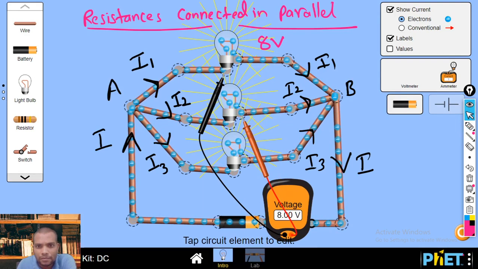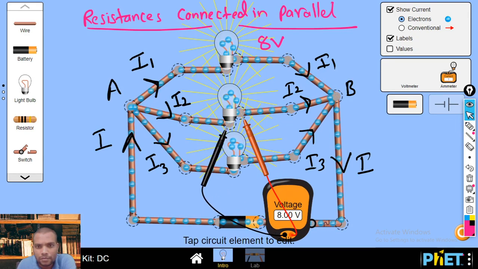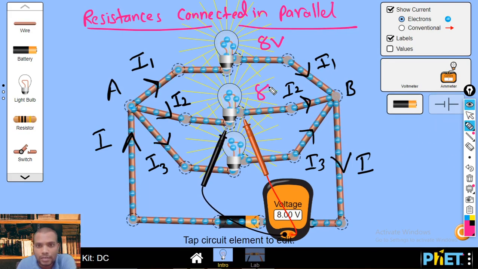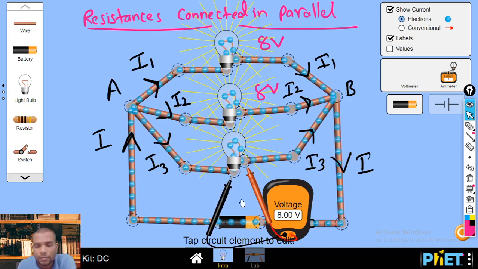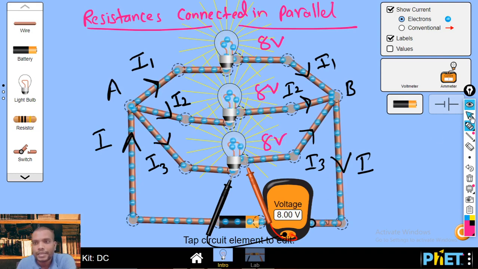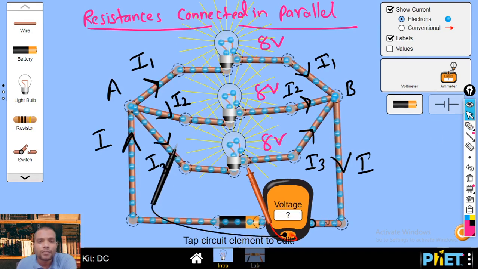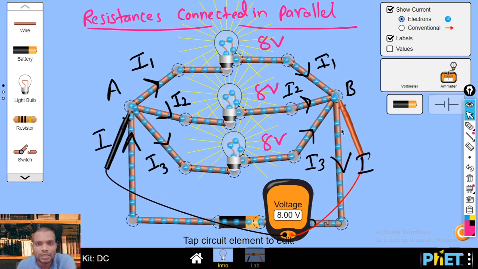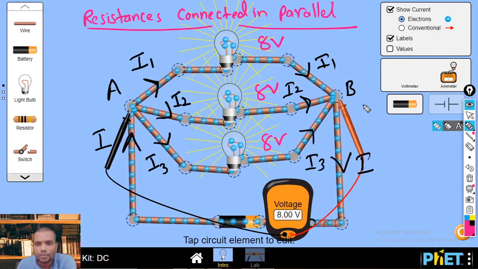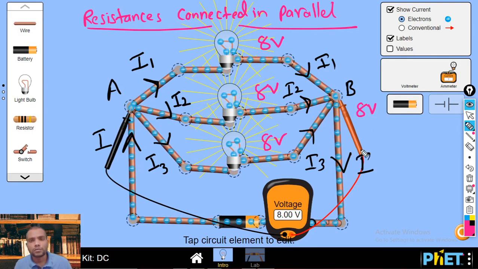The second bulb also shows the same, 8 volts potential difference across it. And you can see the potential difference across the third bulb is also 8 volts. Not only that, if we measure the potential difference across the two junctions A and B, it also shows the same 8 volts.